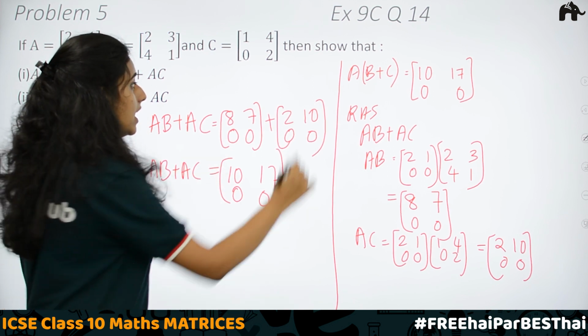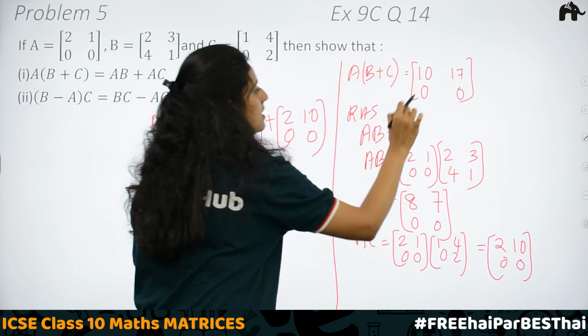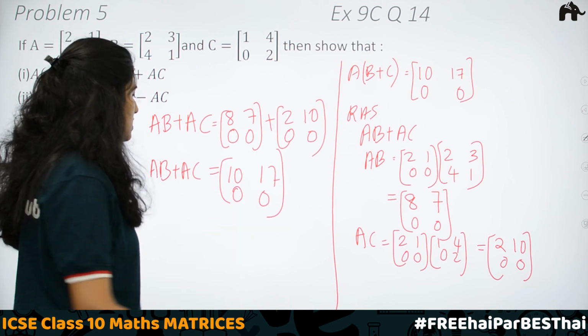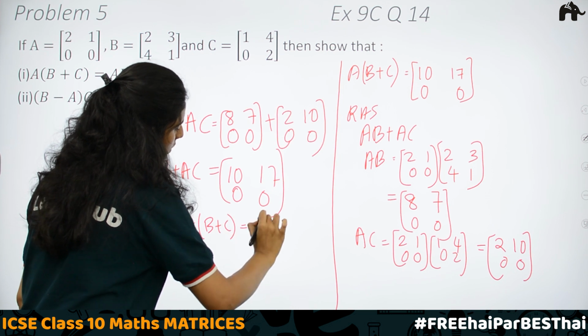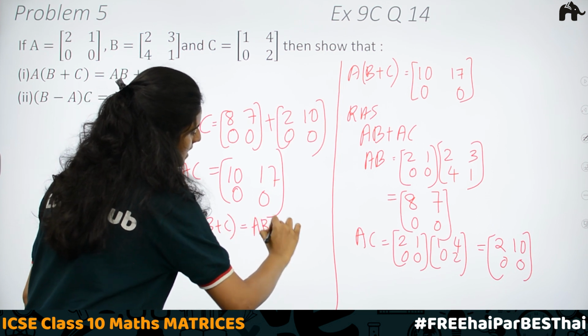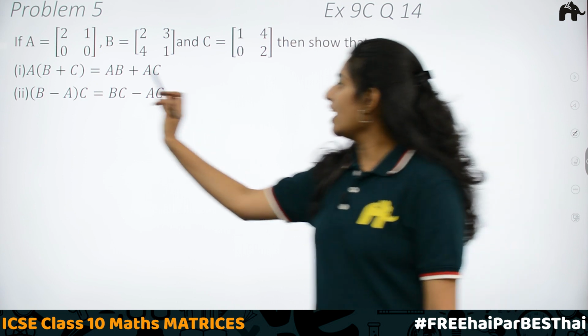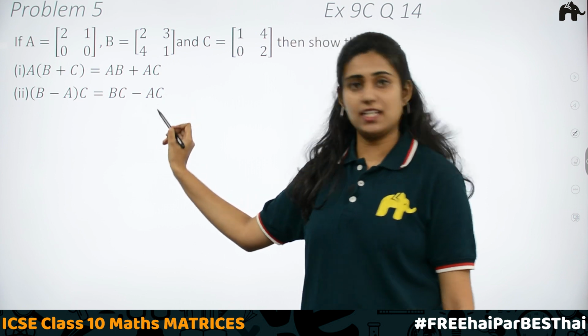Okay. What is A into B plus C? A into B plus C is 10, 17, 0, 0. We got AB plus AC is equal to 10, 17, 0, 0. Therefore, A into B plus C is equal to AB plus AC. Hence proved. Now, the second part: here we have B minus A into C is equal to BC minus AC.